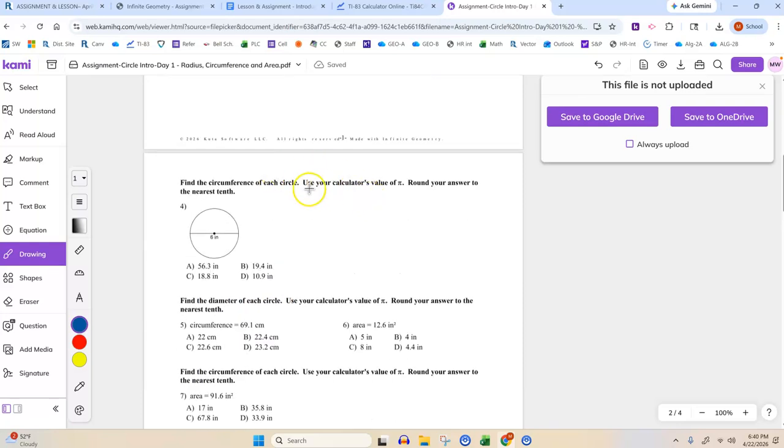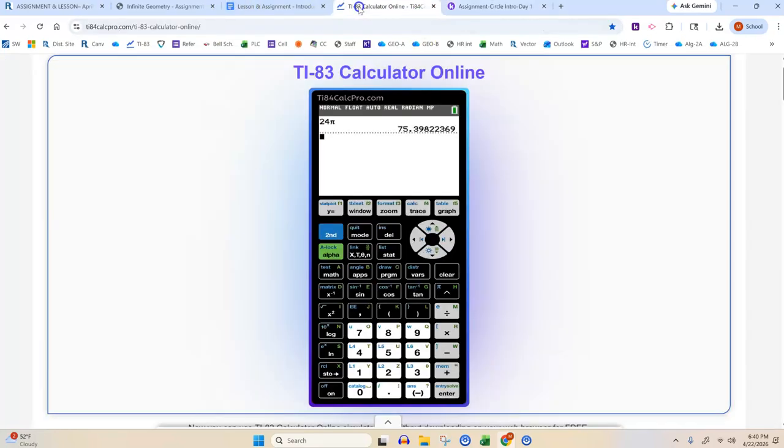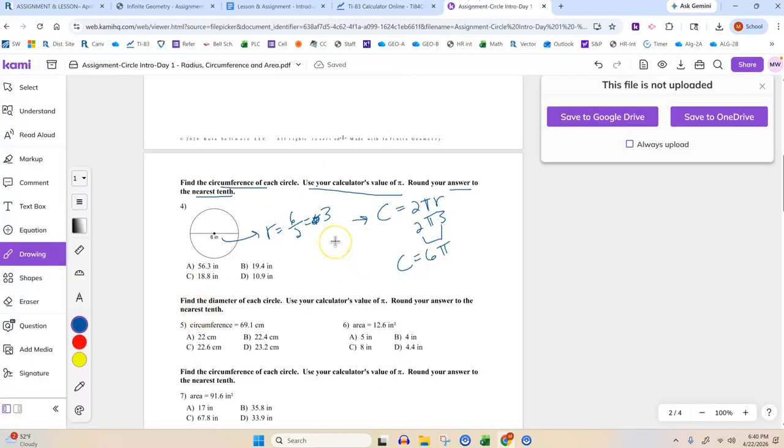What if we don't have pi? What if we need to use a calculator? Round to the nearest tenth to find the circumference. So again, this is 6, so the radius equals 6 divided by 2 equals 3. So I go to circumference equals 2 pi r. This is 2 pi times 3. This is 6 pi. Okay, but we need to convert it. So we need to go to our calculator, 6 times second pi, enter, 18.84. So that's going to be this one right here, okay?